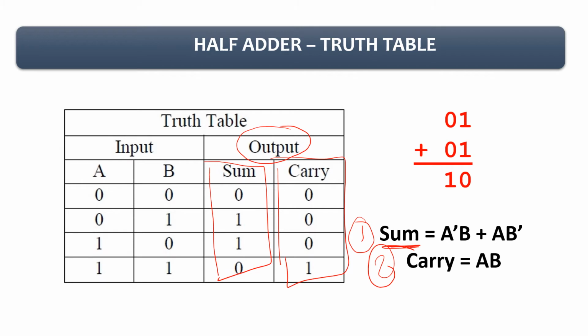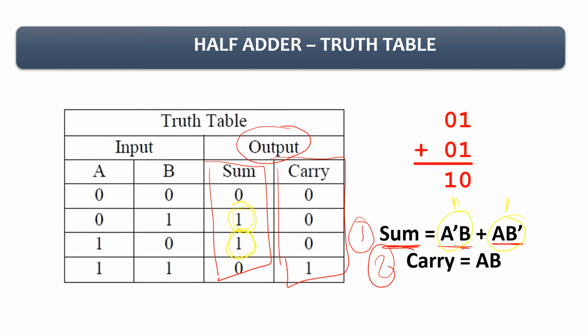Sum is equal to what? A dash b plus a b dash. What is this? Very first you need to identify the total ones in the output. In sum, how many ones do I have? Two ones, which means I'll get two expressions. Perfect. So very first find how many ones you have, and that many expressions you will get. Okay, so I got this and I got this.